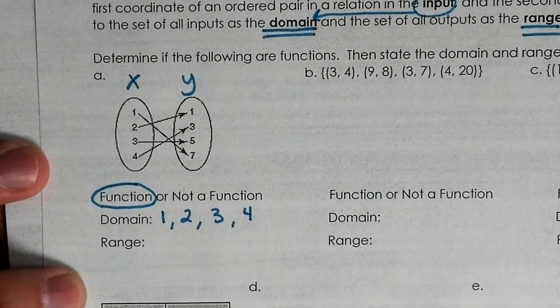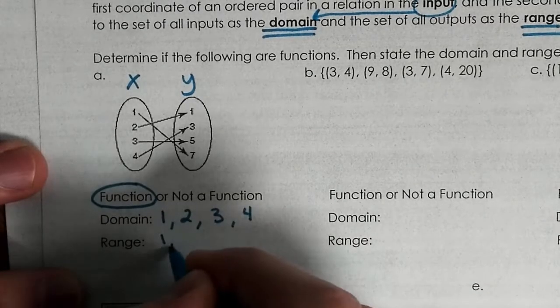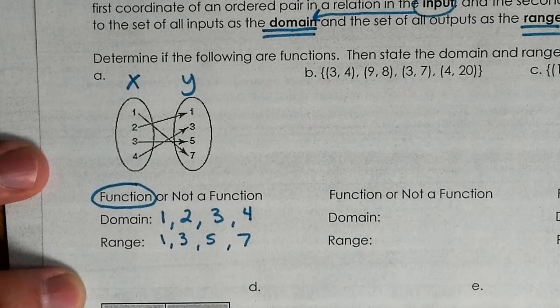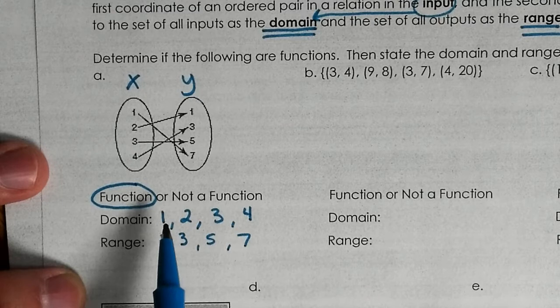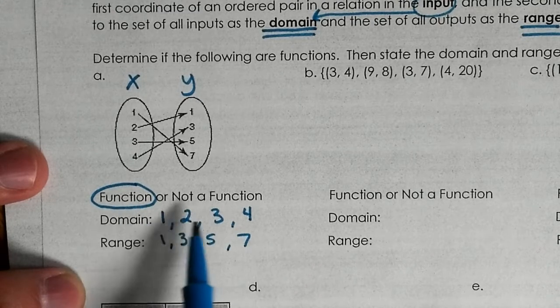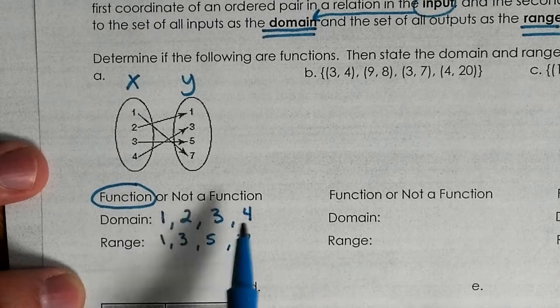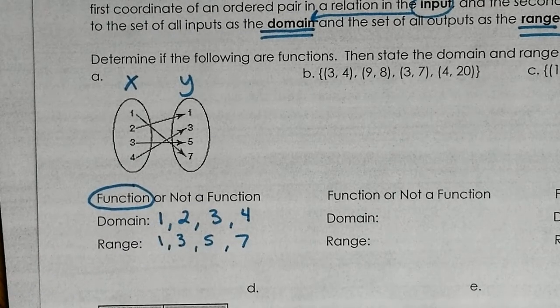Good. Adam, what's our outputs? It would be the 1, 3, 5, and 7. Fantastic. Notice, do any of my inputs repeat, are any of those the same? No, they're not. 1, 2, 3, and 4. Those are all different, right? The issue is when your domains are the same, that's when you start running into issues. It's not a function when the domains start repeating.